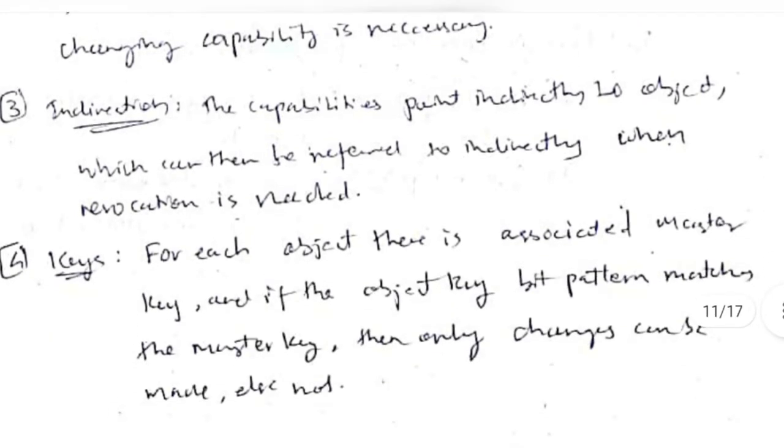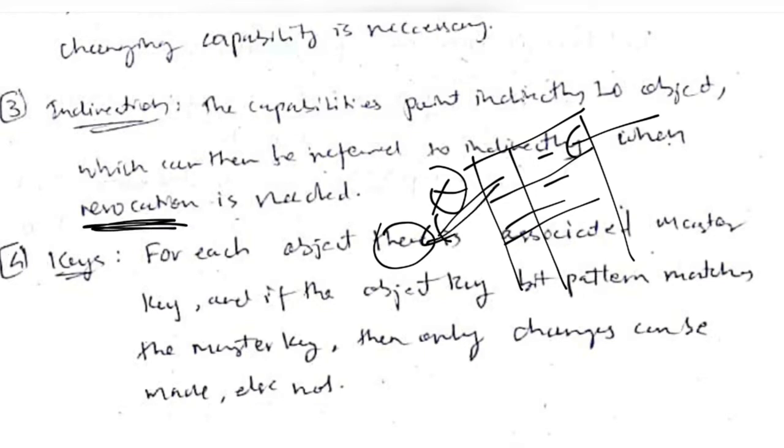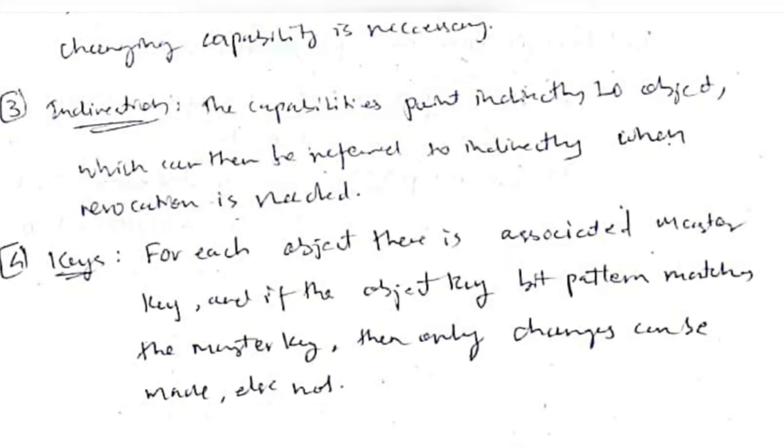The next one is indirection. This is the same as the back pointer, but here we'll have the data in the form of a table. By looking at the table we can see if the objects are still being pointed to by the process or not. If they are pointed to, that means the revocation can be done when it's needed, because the access is still valid. That's indirection.